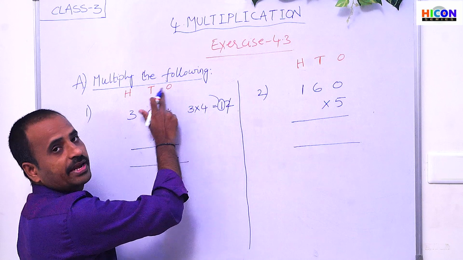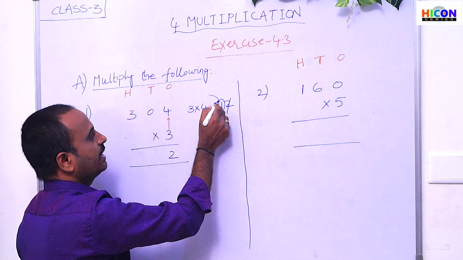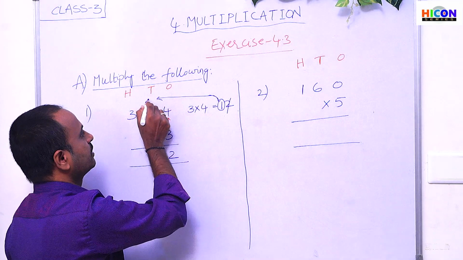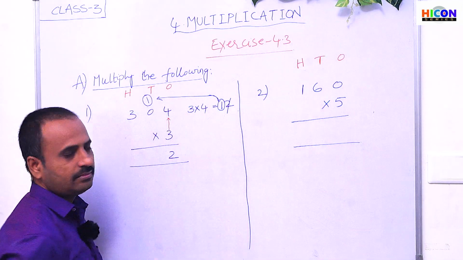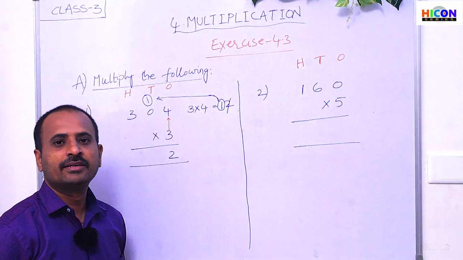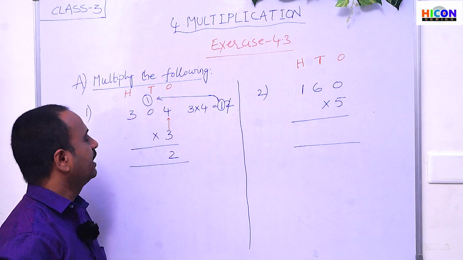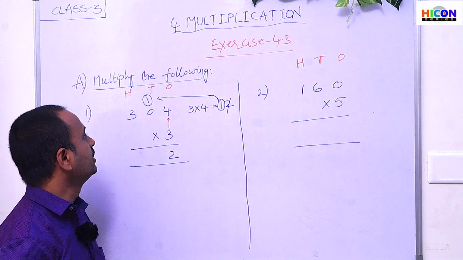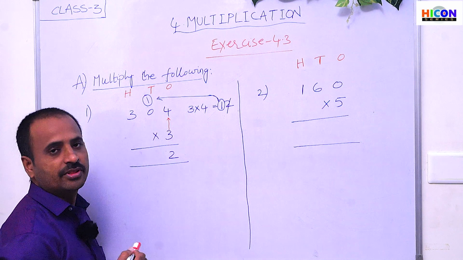So what is the next place? Tens place. So carry the 1 to the next place, that is the ones place. So now again start the multiplication, and we have to multiply the digit present in the tens place with 3.